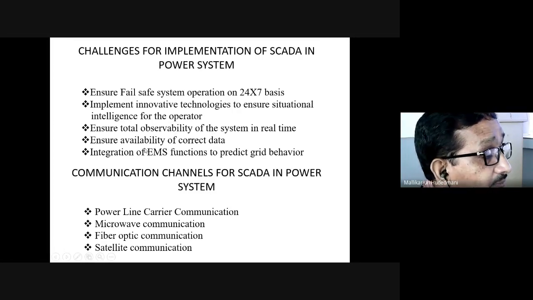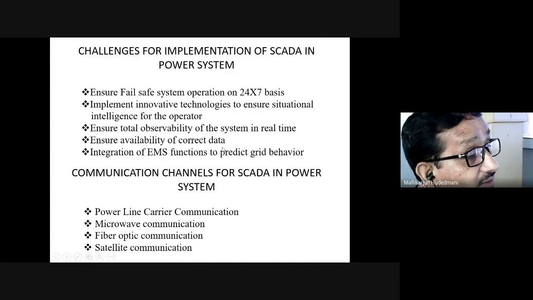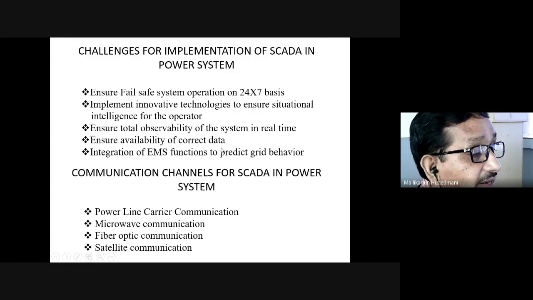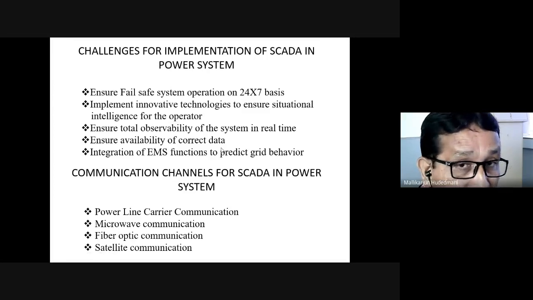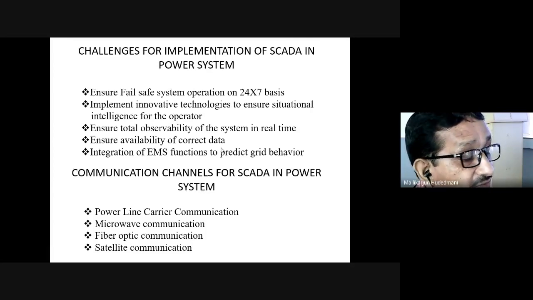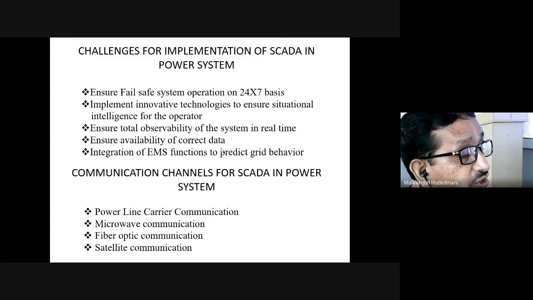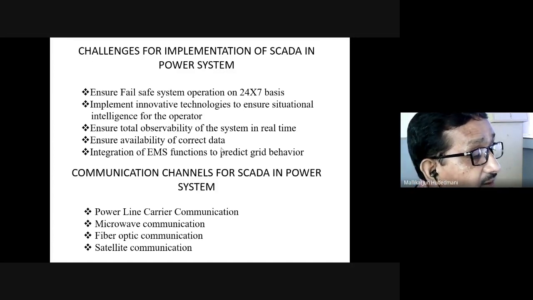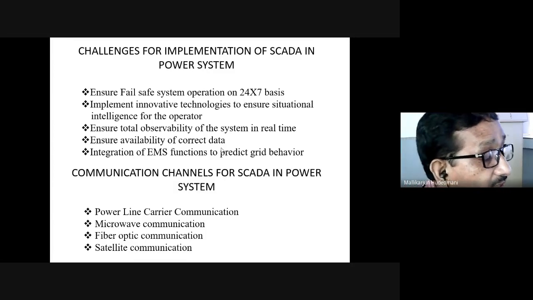Ensure availability of correct data. This is a critical challenge for the power system SCADA, because once I have a suitable infrastructure interconnected to the end-to-end devices to fetch the information from the field to the remote master station, how is that real data made available at the computing facility, and how do we ensure the truthfulness of this real data? This is a great challenge.